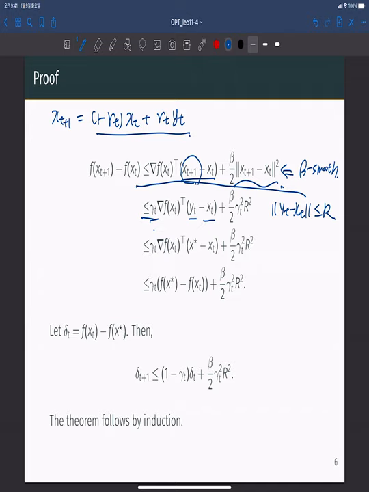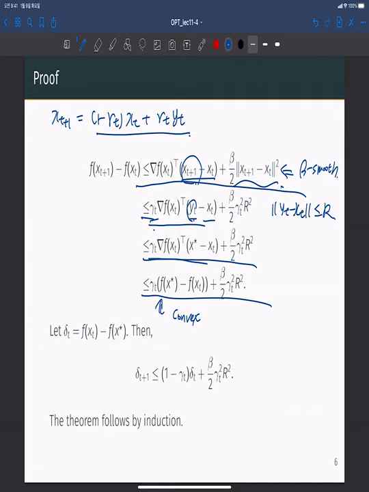Okay, and then this line used the definition of yt. Because yt is the optimal point for the affine function gradient of f at xt transpose y, this value is always greater than or equal to that at any other y inside your constraint set. So when you replace yt by x star, then you have this inequality. And in the next line, we use the convex property of the objective function f.